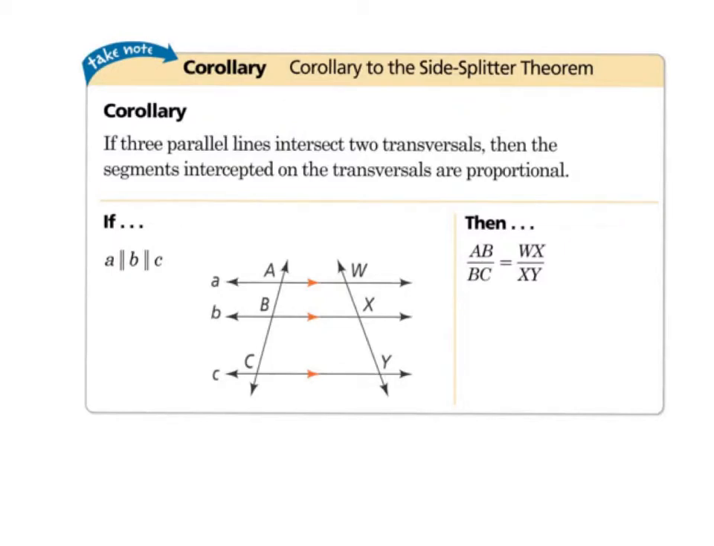The corollary to the side splitter theorem says if three parallel lines intersect two transversals, then the segments intercepted on the transversals are proportional. So we have three parallel lines, and we've got our two transversals. It says the segments intercepted on the transversals are proportional. So AB to BC is proportional to WX to XY.